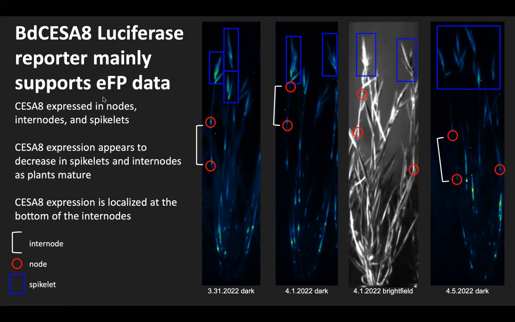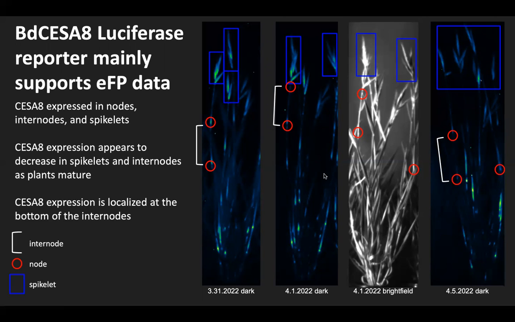So the conclusion that we can draw from this is that our luciferase reporter system for CESA8 mainly supports the eFP browser data. So more specifically, we can see that the young spikelets, or the younger spikelets, have high CESA8 expression, and that CESA8 expression really decreases the more mature the spikelets get. But we can also see that CESA8 is expressed in the nodes, in the internodes where there's some expression, and also in the spikelets.